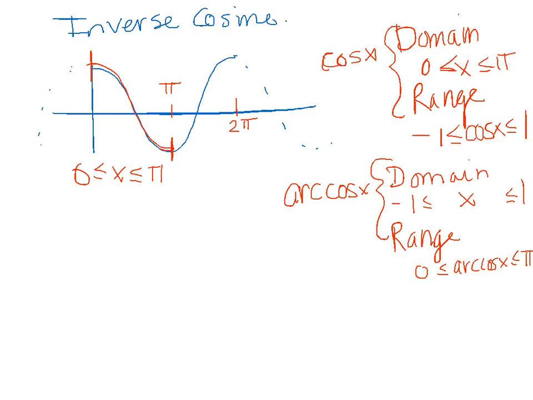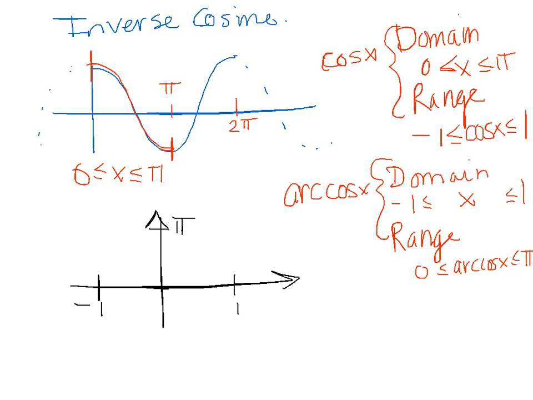Alright, so what should we do? We should graph the arc cosine. So let me try graphing this. It'll be a little easier now that we have the cosine right there looking at us. I have the domain from -1 to 1. I have the range from 0 to pi.